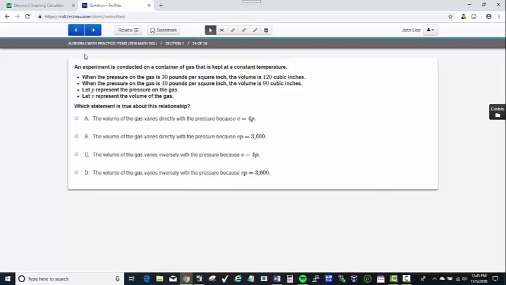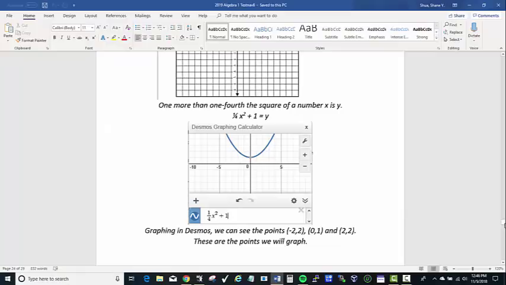Okay? An experiment is conducted on a container of gas that is kept at a constant temperature. When the pressure on the gas is 30 pounds per square inch, the volume is 120 cubic inches. When the pressure on the gas is 40 pounds per square inch, the volume is 90 cubic inches. Let P represent the pressure on the gas. Let V represent the volume of the gas. Which statement is true about this relationship? Okay, let me head back to my Word document here.